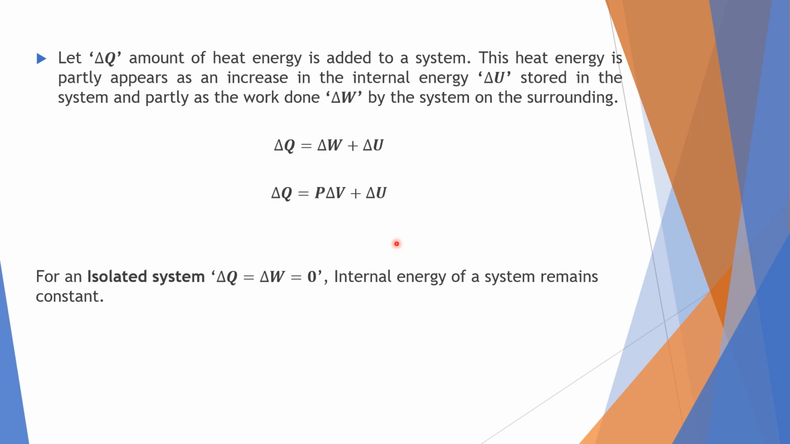So for an isolated system, delta Q and delta W are zero, as there is no exchange of matter and energy from system to surrounding or surrounding to system. So the internal energy of a system remains constant, and for a cyclic process, the change in internal energy is zero.